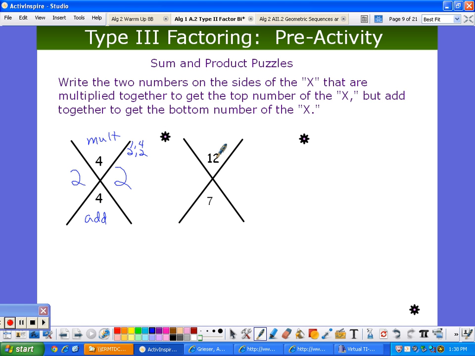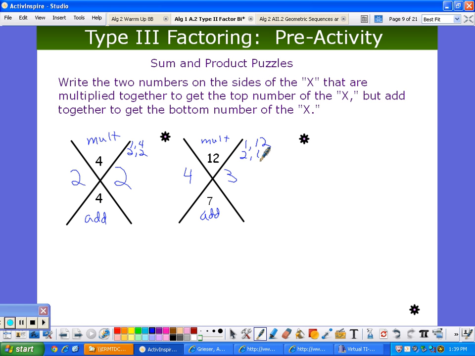How about I want two numbers that multiply to 12, but add to 7. What do you think? 4 and 3. Well, let's see, does that work? 4 times 3 is 12. 4 plus 3 is 7. Fantastic. And if you did it the kind of organized way, 1 times 12, is that add to 7?